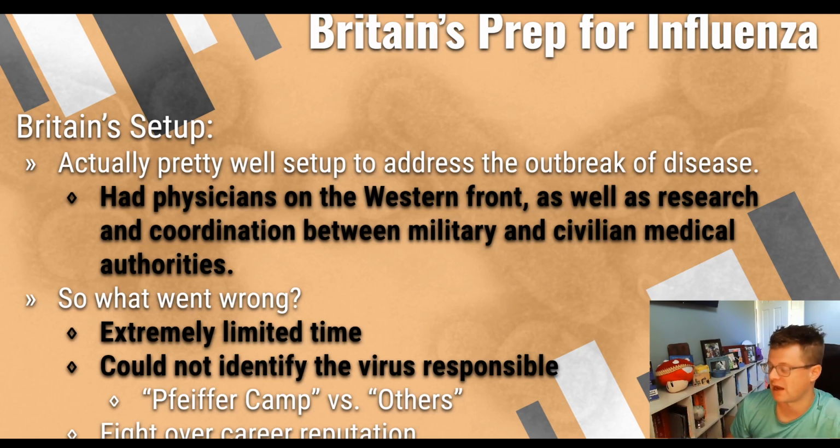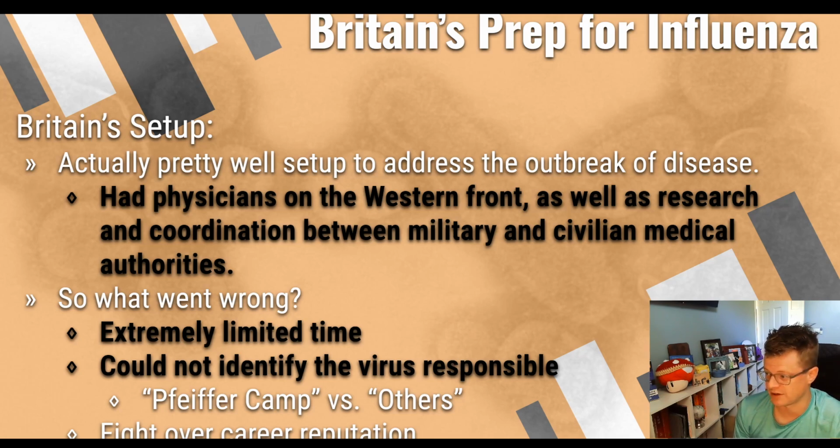how is Britain actually going to prep and deal with this, and what are going to be the choices that they're going to make? So, of all the countries that are actually dealing with World War I at this time, Britain, and I'll go ahead and toss the United States in there as well, are actually really well set up to address the outbreak of diseases.